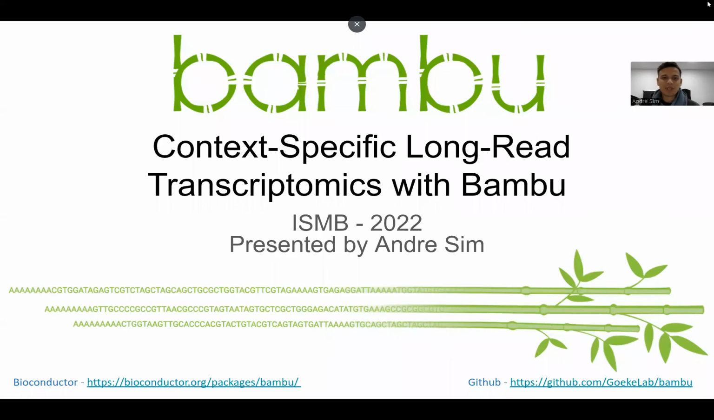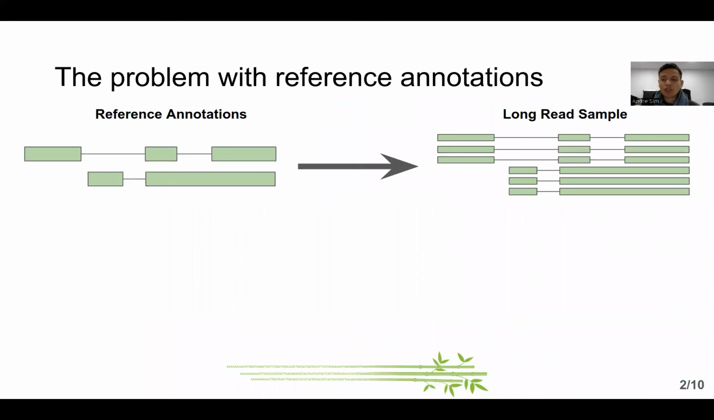Hi everyone, today I'm going to be talking about Bambu, which is a transcript discovery tool developed for R to be used with long-read sequencing. Now, the reason we're so interested in transcript discovery is that transcriptomics has reached a new dynamic part of its life cycle. Originally we were starting with microarrays, then we moved on to short-read sequencing, and now we're working with long-read RNA. And that provides us with so many more opportunities than we had before.